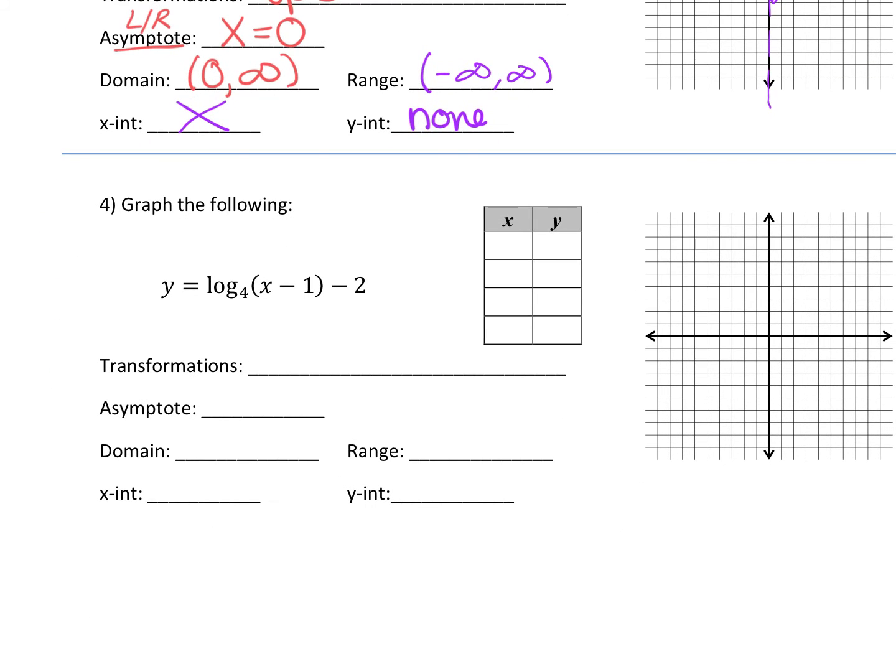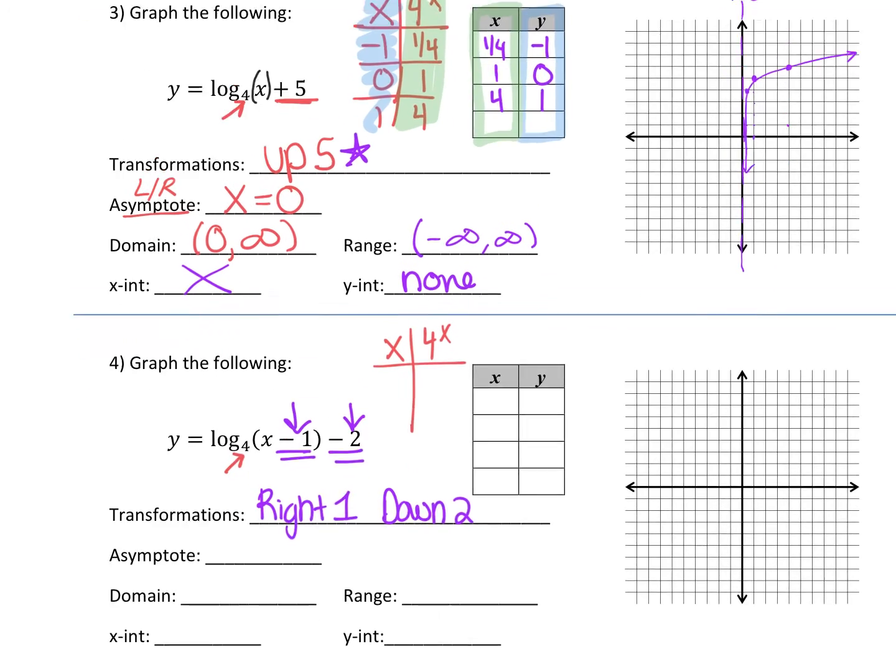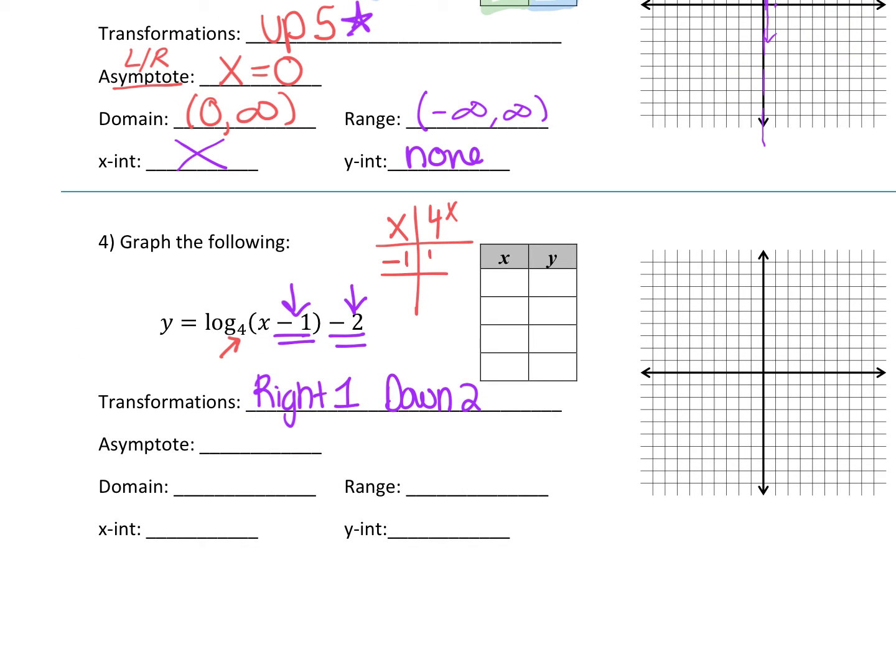All right, now in 4, we're putting it all together. So I have a -1 and a -2. So this -1 is going to be right 1, and this -2 is going to be down 2. So now I'm going to have 2 shifts that I'm going to have to do. Now I'm going to make a table. I have a base of 4, and actually I made this same table above, so I'm just going to copy the table from above. So I had negative 1, 0, 1, 1/4, 1, 4, and then we're going to swap. So 1/4, 1, 4, negative 1, 0, 1.